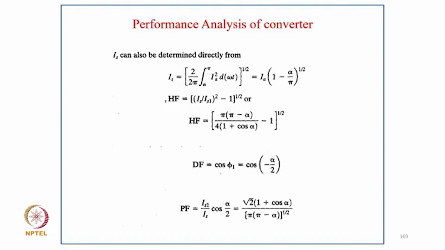IS equal to (2 upon 2π ∫ α to π IA² dt)^½, or equal to IA (1 − α/π)^½, and the harmonic factor HF is ((IS/IS1)² − 1)^½, or the factor [π(π − α)/(4(1 + cos α))] − 1)^½, and the displacement factor cos φ1 equal to cos(α/2), and the power factor is IS1 upon IS cos(α/2), that is equal to √2 (1 + cos α) divided by [π(π − α)]^½.